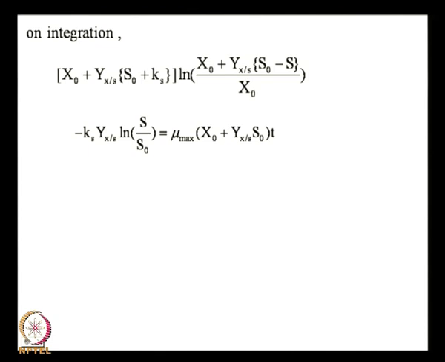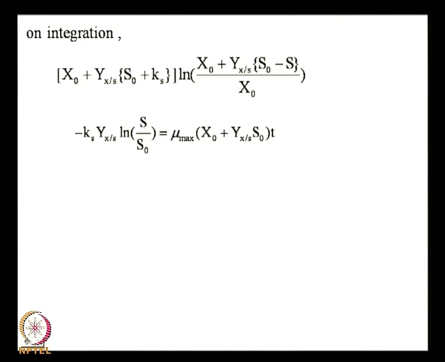So, here x naught is the cell concentration at time t equals 0, and S naught is the substrate concentration at time t equals 0. There is a faux pas here, and what is that? The faux pas is that, look at the equation: if x naught is 0, then this solution does not hold.